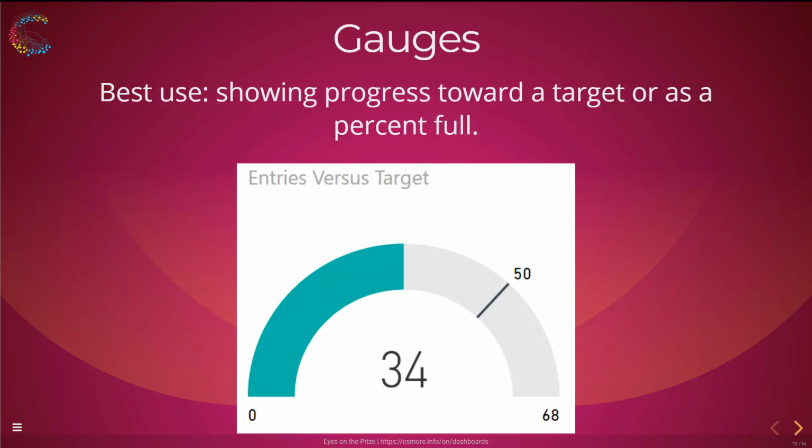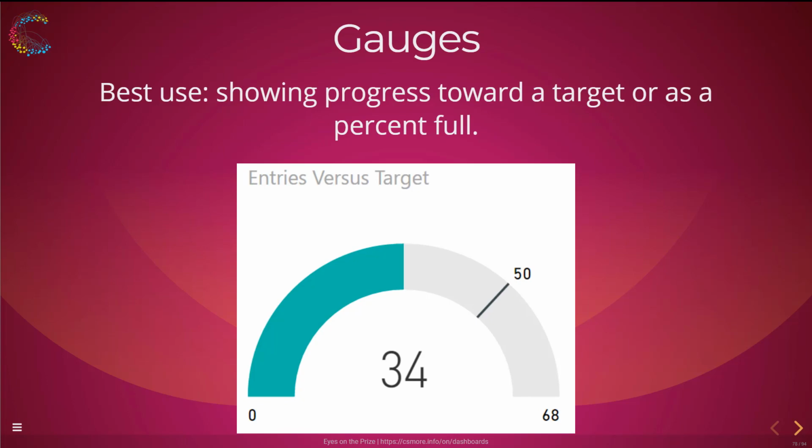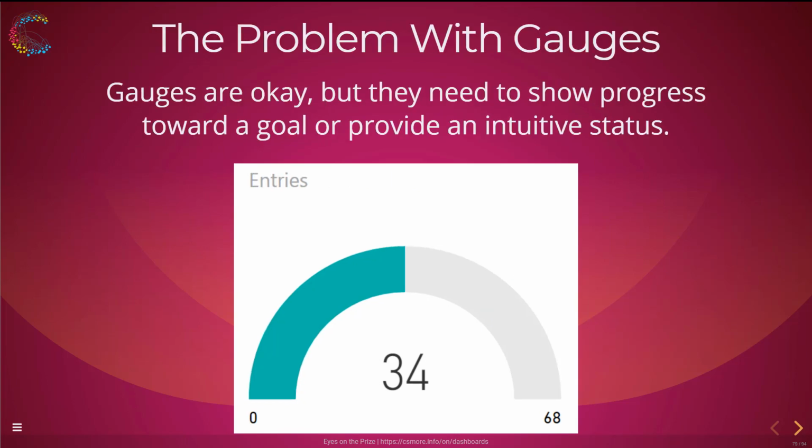Gauges can show you progress toward a target, or as percentage filled. But I'm not a huge fan of gauges, in Power BI at least, for a couple of reasons. One reason: if you don't have that goal, if you don't have that line there, like a target of 50, I am at 34. Is 34 good or bad?